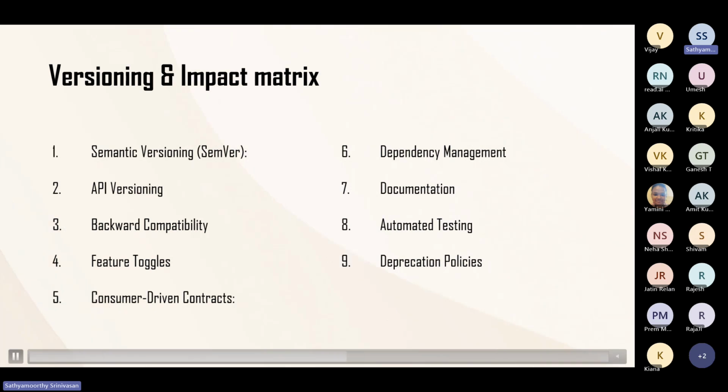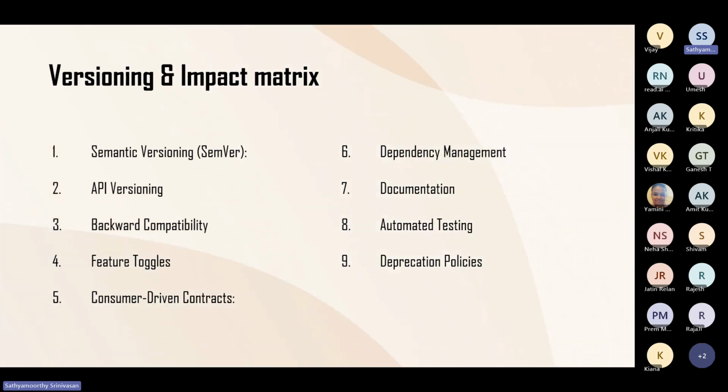Feature toggles. This is another one, like a check. Let's say component A, and component B has some dependencies on component A. Whenever there's a new release, we use feature toggles. If there are any issues, we can toggle it off so that the new feature is turned off. This allows us to ensure resilience.